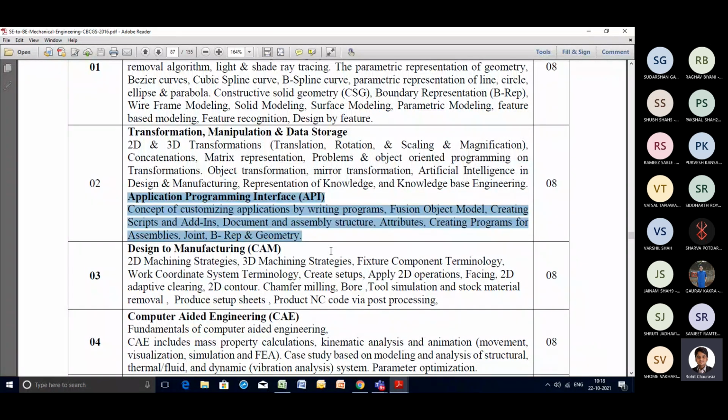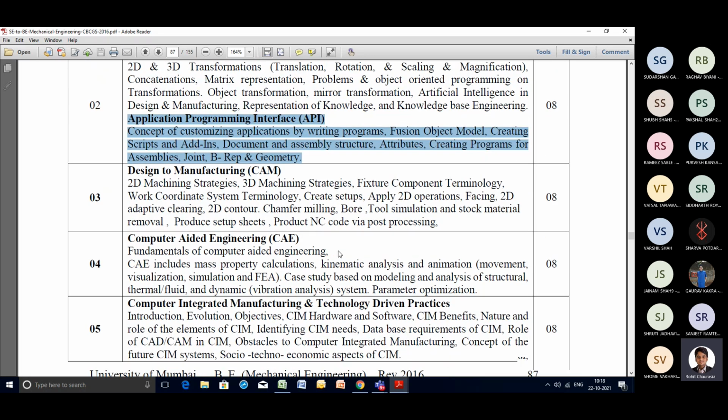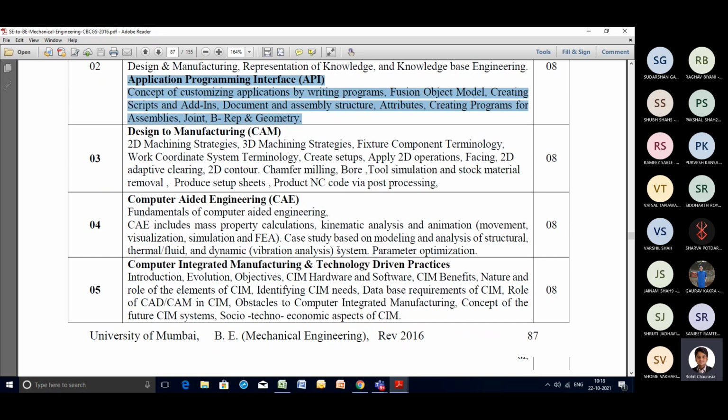Already I think you have done the practicals on Fusion 360. Yes, anyone? Did you do the Fusion 360 practicals? Yes, sir. So the Fusion 360 related API question will come a little theoretically, in MCQ type.